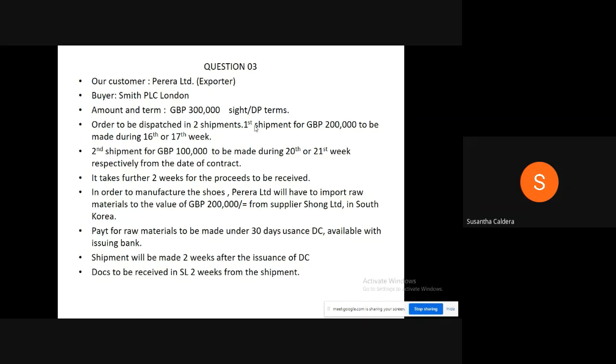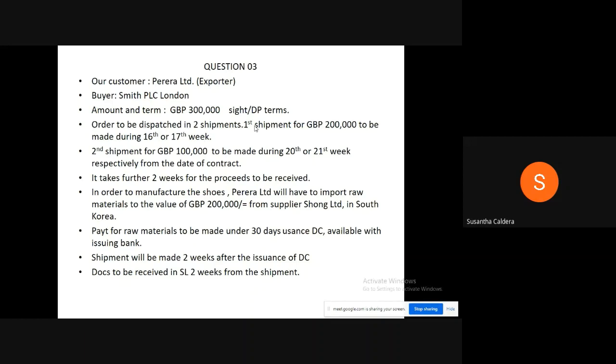Right. Now, that is the export. Can you tell me what is the first export? What's the amount? I need your answers louder. GBP 200,000, during the 16th and 17th weeks plus 2 weeks. Total 18 or 19 weeks.